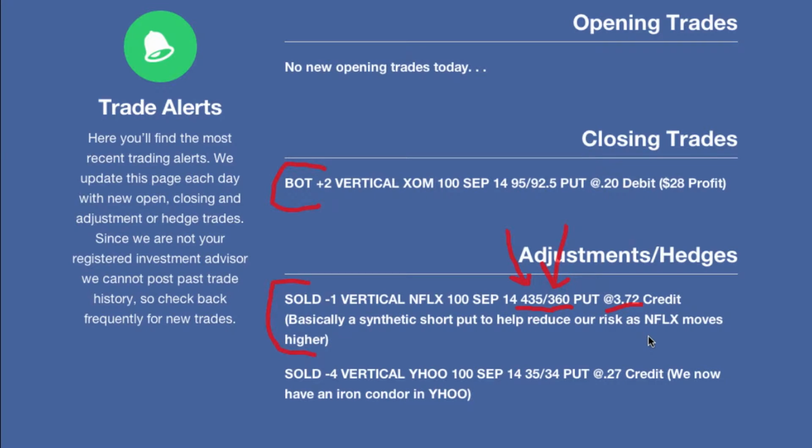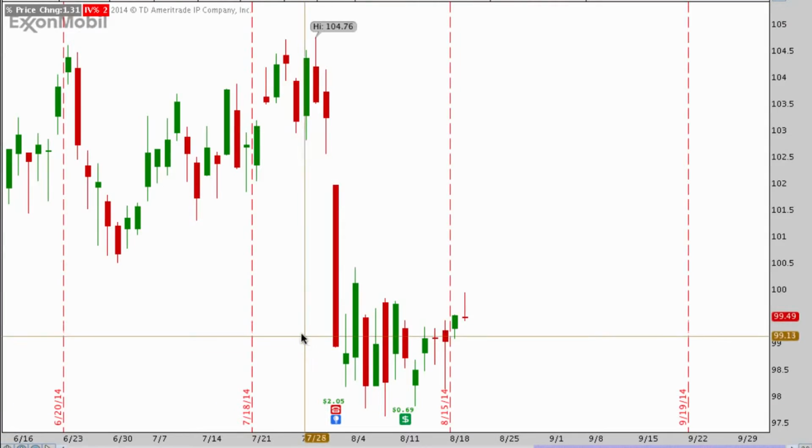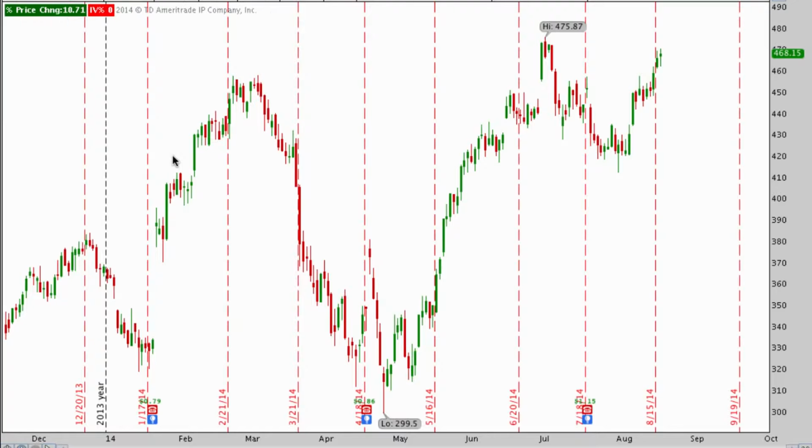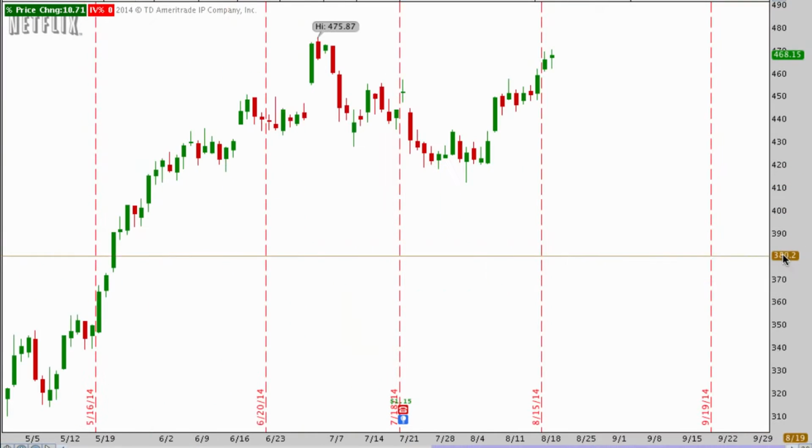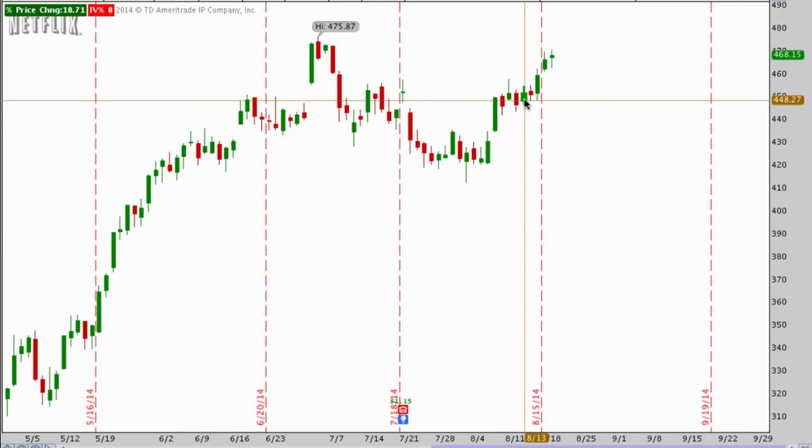So that basically gives us a synthetic short put position in Netflix, which helps reduce our cost basis on this trade should Netflix continue to move higher. Okay, so what does that all mean? So let's go in here and take a look at Netflix as far as the chart, and you can see that the stock obviously has continued to move higher, right?